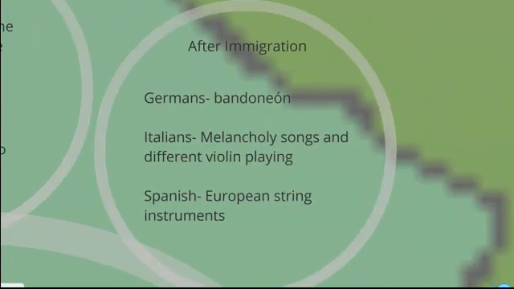The Europeans changed it by introducing instruments such as the bandoneon from Germany and playing styles such as violin playing from Italy, and also the topic on which songs were sung. Before Europeans, it was much happier, but when the Italians came, they made the songs of tango much sadder.